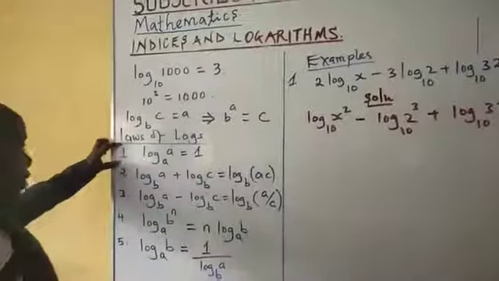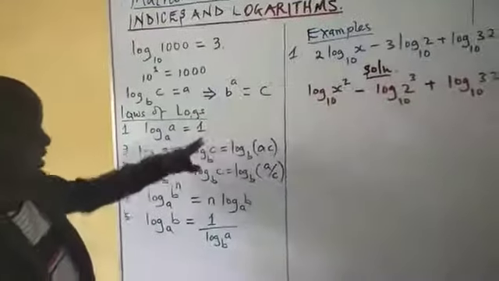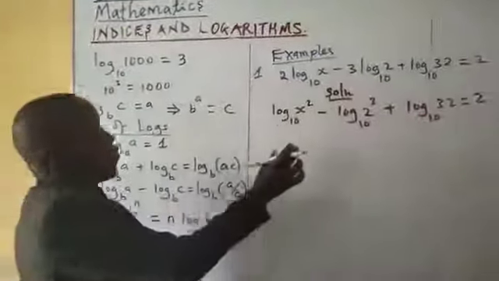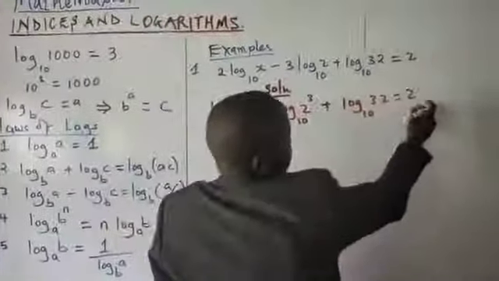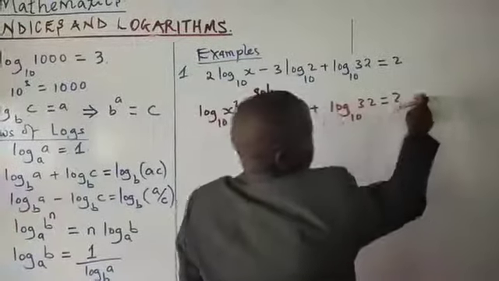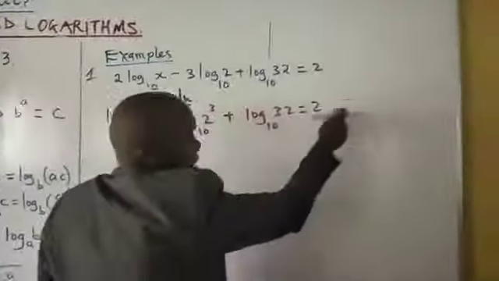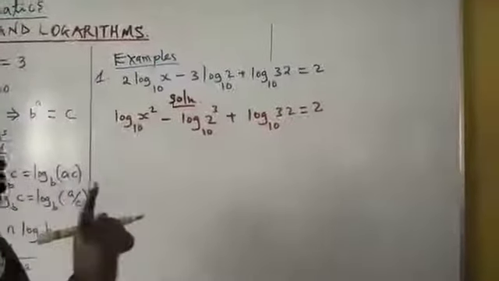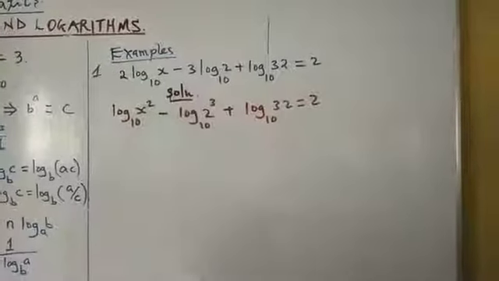From law number 1, we can see the logarithm of a number to the same base is equal to 1. Therefore, if we apply law number 1 here, we can introduce log of 10 to the same base, which is 10. By multiplying 2 with log 10 base 10, the value of 2 is not changed, because log of a number to the same base is equal to 1.